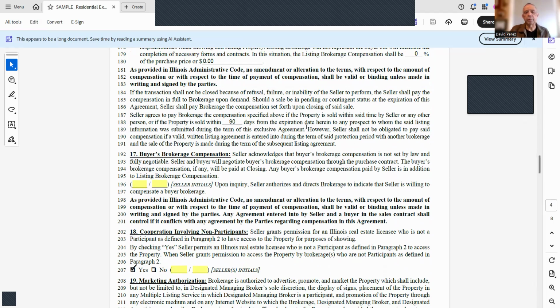Line 188. It's got 90 days from expiration date herein. You can go ahead and move that. This is telling you that if after this agreement expires, let's say we go through 3 months and nothing happens, we get no offers, we fail to sell the home, and within 90 days after that, any of the people that came to see the home during the time of my agreement with the seller make an offer, I still get paid my compensation.